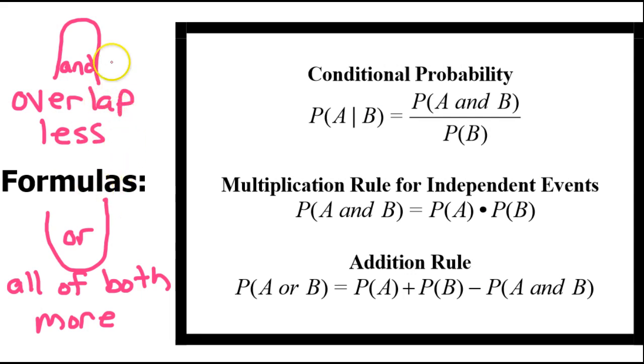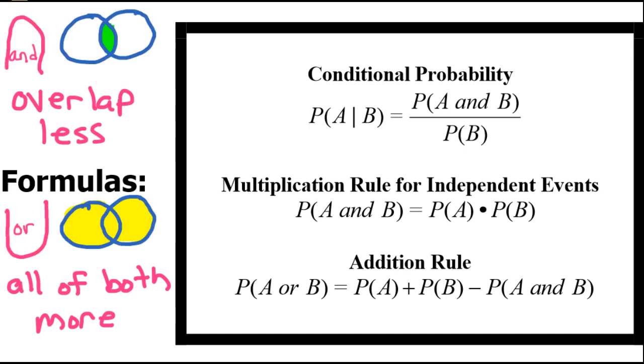Okay, you know what? I should add one more thing to this. So when you're doing an AND problem, okay, the Venn diagram. So Venn diagram wise, AND is overlap, so we're looking for this portion of the Venn diagram. When we say OR is all of both, we're talking about this portion of the Venn diagram. So you can see why AND is less and OR is more.